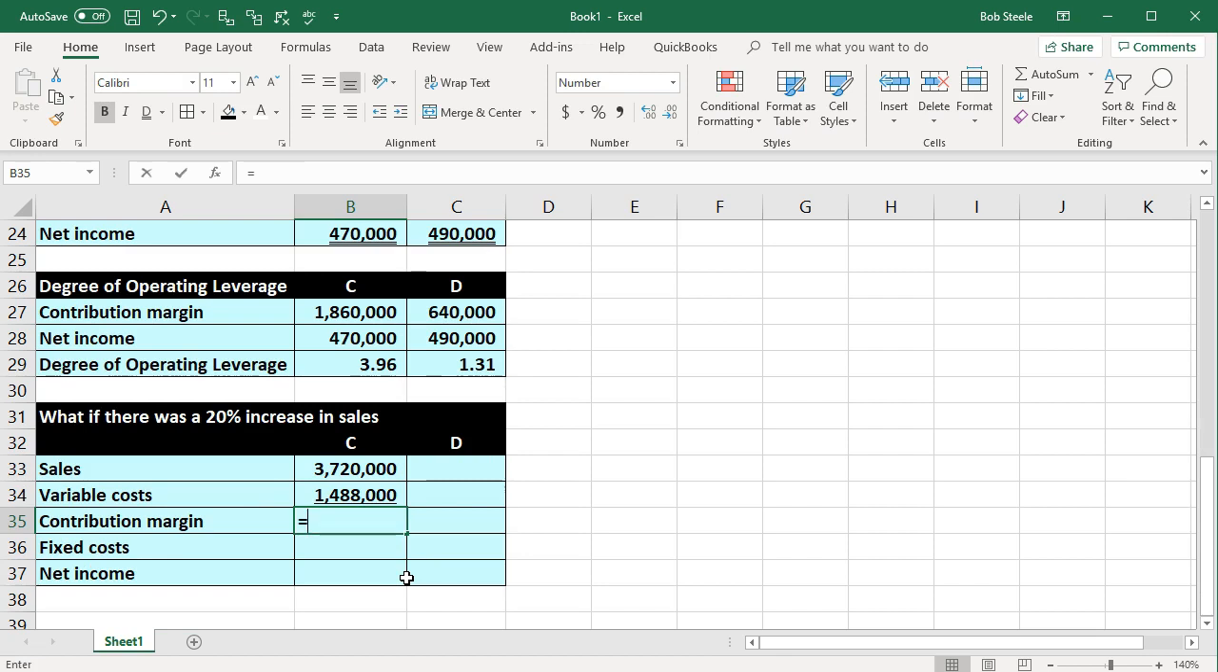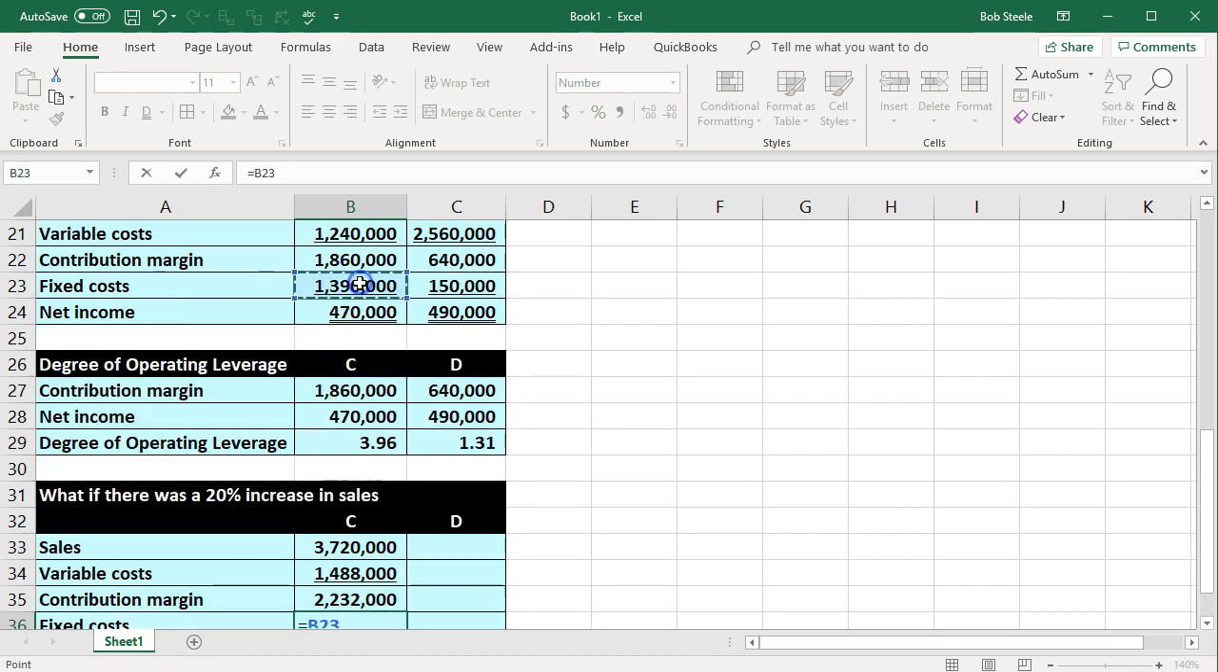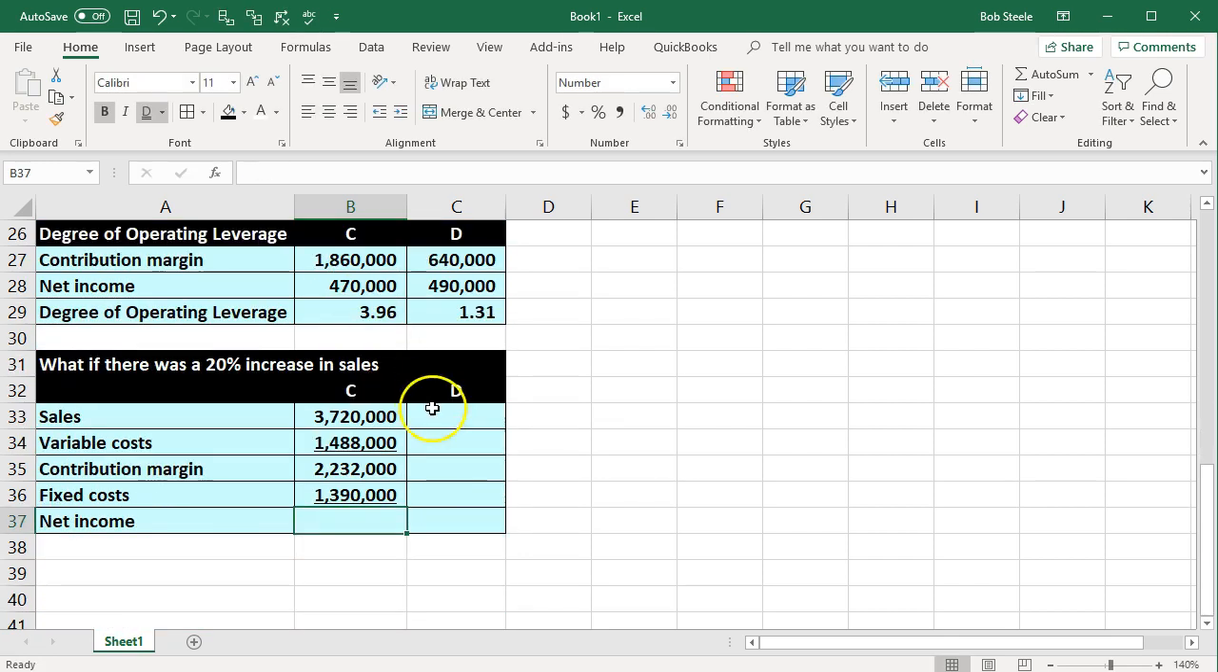And if we subtract these out, then the contribution margin for C, if there was a 20% increase, is 2,232,000. Fixed costs remain the same. They're still here. No change there. And then the net income is going to be the 2,232,000 minus those fixed costs. And that's going to be the 842.